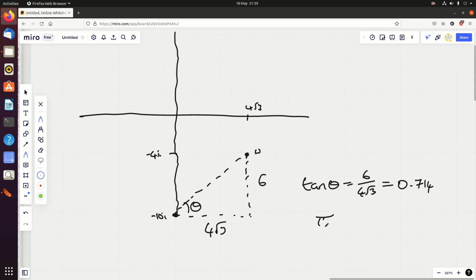Now compare that to pi over 3, which I guess roughly equals 1, because pi is roughly 3, but it's a little bit more than 3, so it's slightly bigger than 1. This angle is smaller than 1, and therefore, as this is the angle of w and this is the angle of the half line, the half line is actually going to be above w, passing above w rather than passing below w.